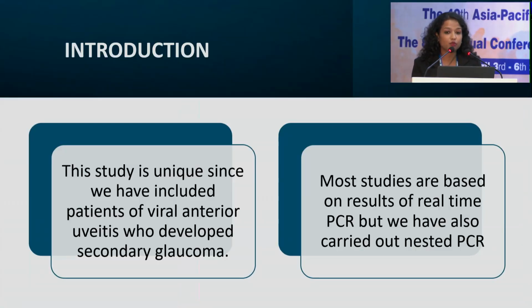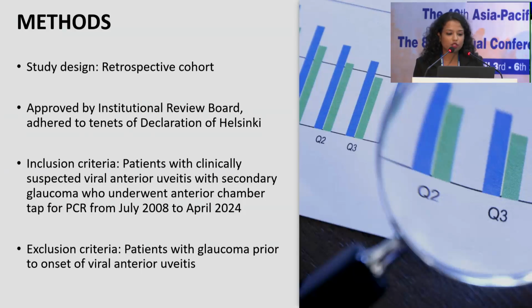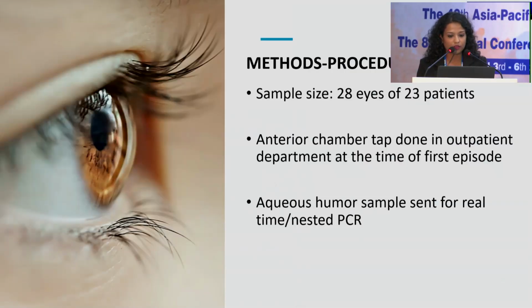This study is unique since we have included patients of viral anterior uveitis who developed secondary glaucoma. Most studies are based on results of real-time PCR, but we have also carried out nested PCR. This was a retrospective study. We included patients who were clinically suspected to have viral anterior uveitis with secondary glaucoma and underwent an AC tap from 2008 to 2024. We excluded patients with glaucoma prior to the onset of viral anterior uveitis.